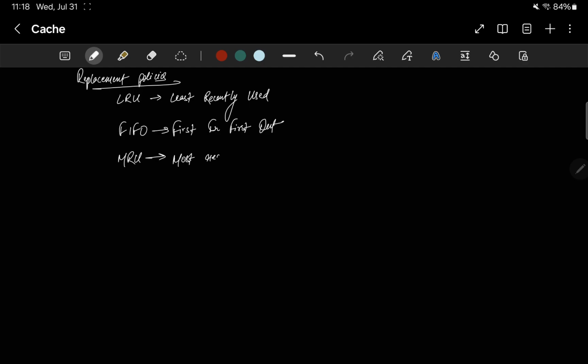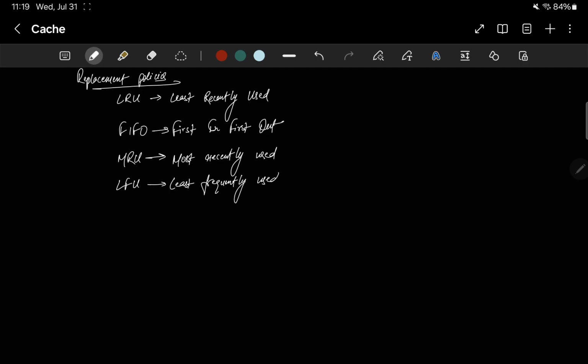Most recently used. So most recently used is again just the opposite of least recently used. The one which has been used most recently will be removed. There is one more called LFU, which is least frequently used.